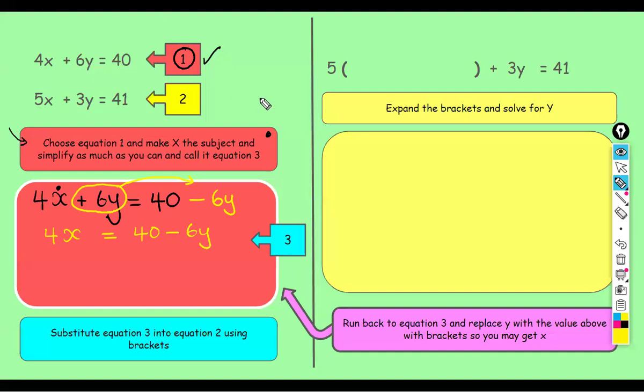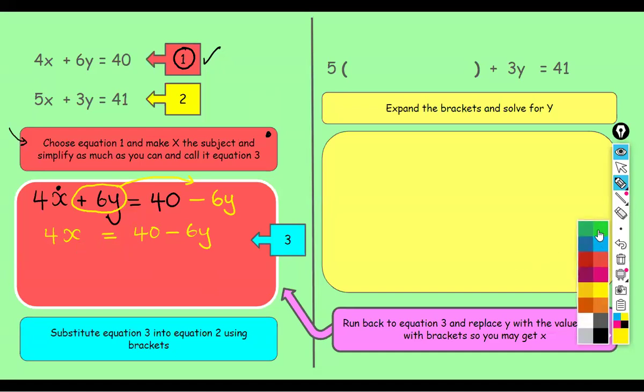All right. Tell me something. Have I made X the subject so far? Have I made X the subject? No. Because making X the subject means you want X alone on this side. I have 4X. 4x is not x alone. We need to get rid of Mr. 4.